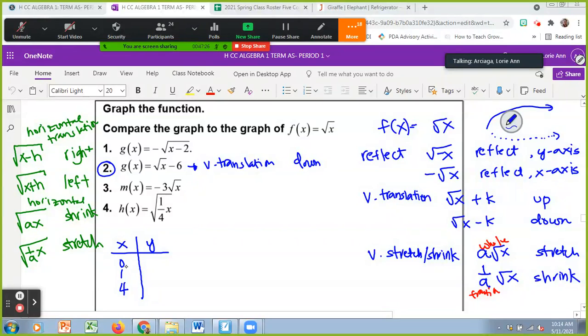Okay, and then what were the answers originally? So what's the square root of 0? 0. And then square root of 1? 1. And then square root of 4? 2. Perfect. Okay, so those are your original. Those are the parents. Now we have to start creating the changes.